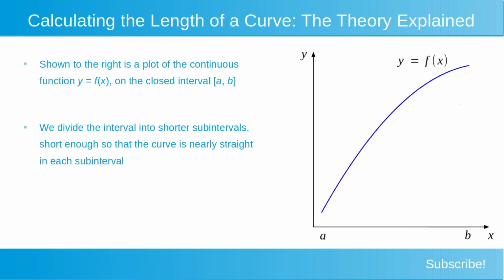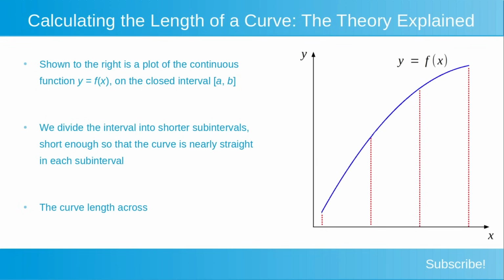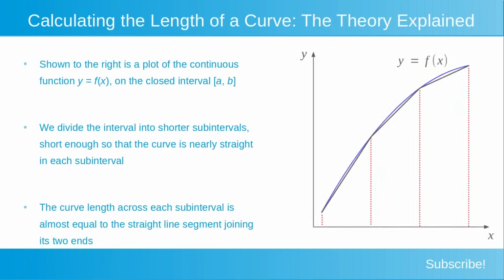We can divide the interval into shorter subintervals, short enough so that the curve is nearly straight in each subinterval. The curve length across each subinterval is almost equal to the straight line segment joining its two ends. Shown in the plot to the right, the straight line segments are drawn in black.